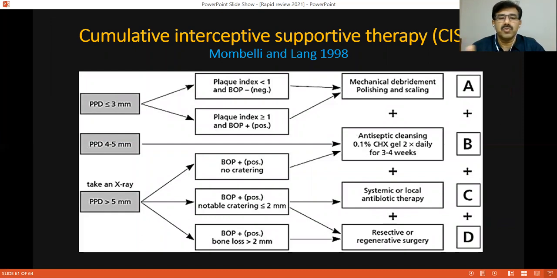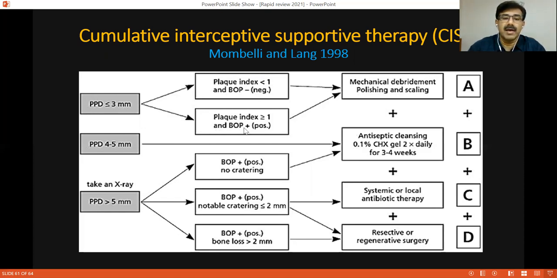And finally, one thing you should know when you discuss the management of peri-implantitis is something called cumulative interceptive supportive therapy. It is CIST. And it was proposed by Mombelli and Lang in 1998. So this gives a good idea of how to go about managing peri-implantitis depending upon the different conditions. Now, if you have a probing depth that is absolutely healthy, the plaque index is less than one and there is no bleeding on probing, then you just have to maintain mechanical debridement, regular polishing and scaling. That is all that is needed. And that treatment is known as A.